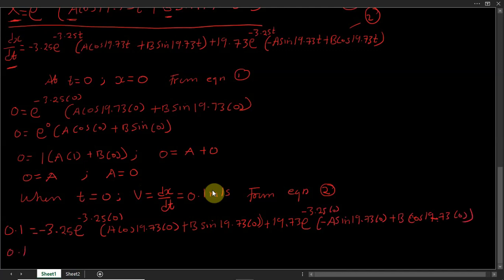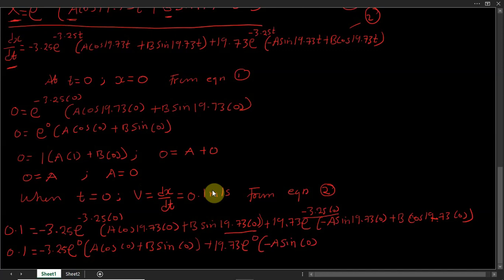So we have our 0.1 giving us negative 3.25 e to the power negative 3.25 times 0, which should give us 0, in the bracket of A cos 19.73 times 0, which should give us 0, plus B sine 0, which should give us 0, then plus 19.73 e to the power 0, in the bracket of negative A sine 0, which is the same, plus B cos 0, of course.